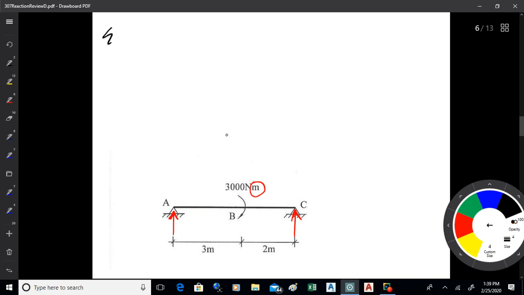it's kind of deceptively simple on that. The moment's already in there. So that's just negative 3,000 Newton meters, negative because it's clockwise. But you don't put a moment arm on that. It's already got one.